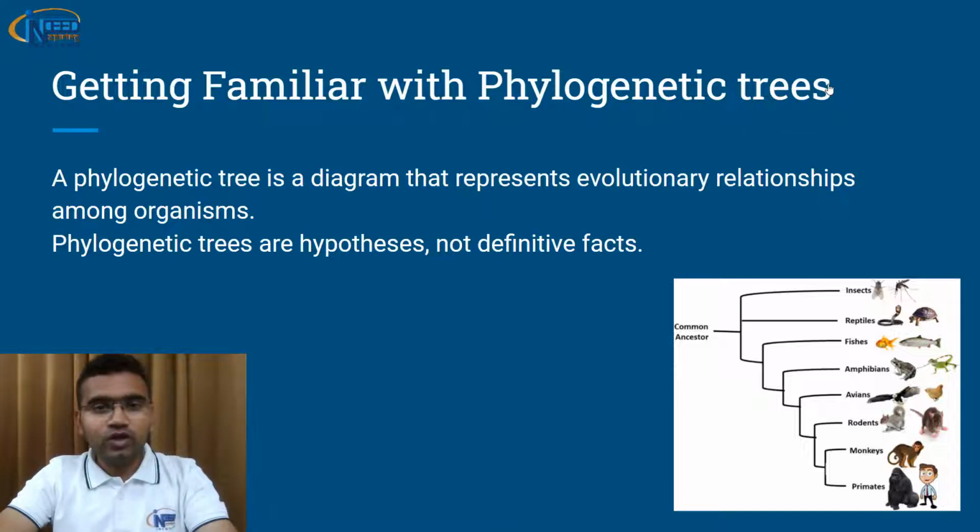Then we have phylogenetic trees. We construct phylogenetic trees so that they can represent in a better way how the species are related, with the help of the ancestors plotted in the trees. Now, these phylogenetic trees are hypotheses and they are not definitive facts, which means that with the help of available information we create such trees, and this is not factual information available with the researchers.